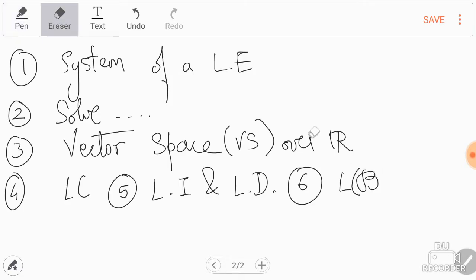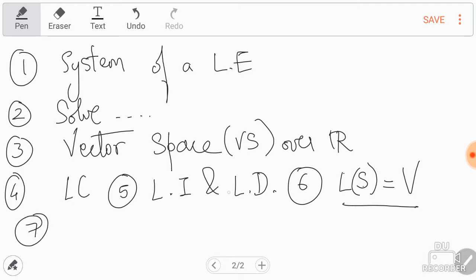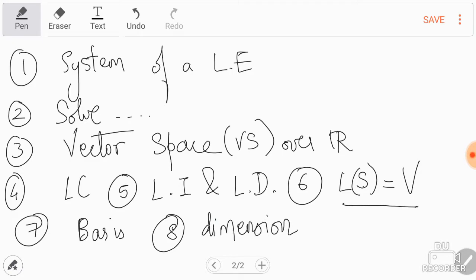That's how you write the statement as this. This simply means that S generates V. And what do you mean by a basis of a vector space? And what is the meaning of the dimension of a vector space?